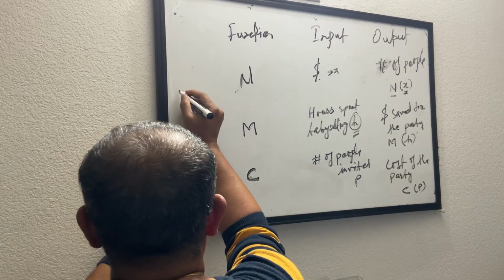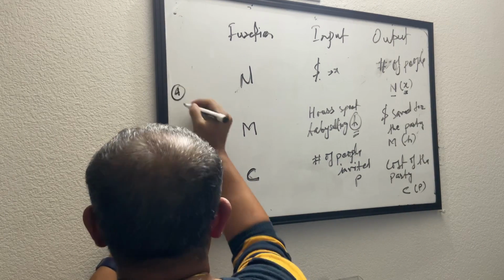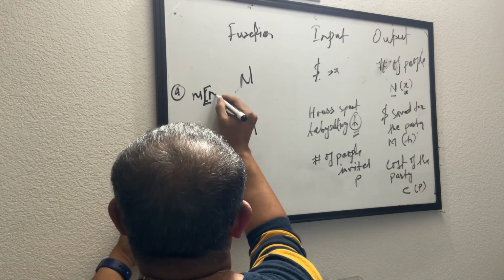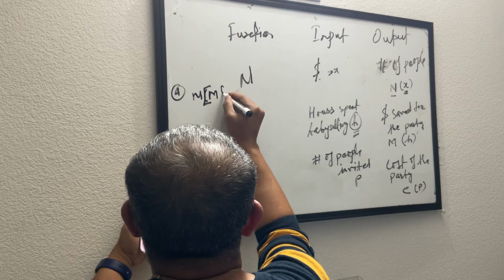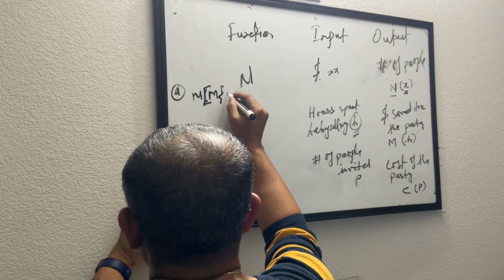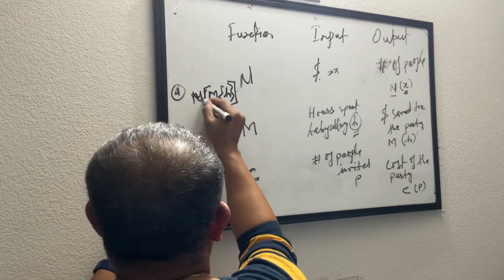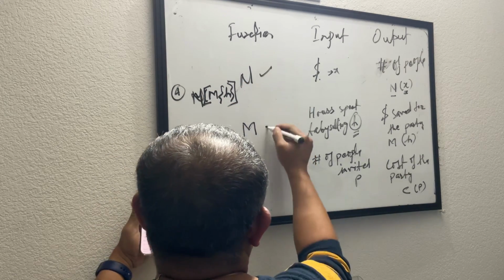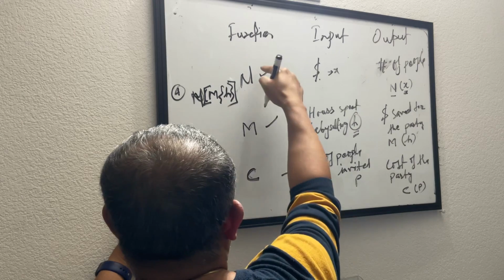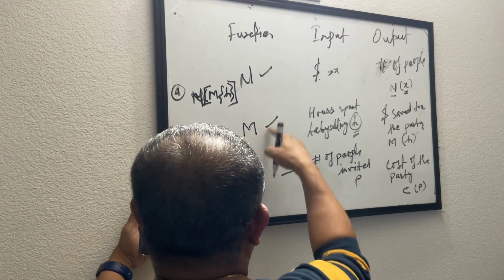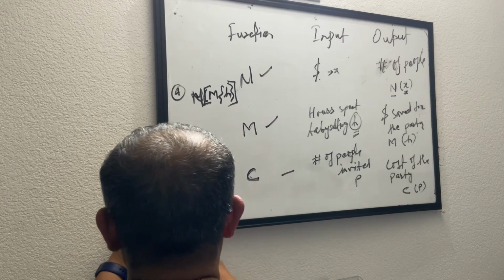I am giving you some options. N of m of h. N is this one, m is this one, and c is this one. Number of people, how much money, number of people, money, and cost.